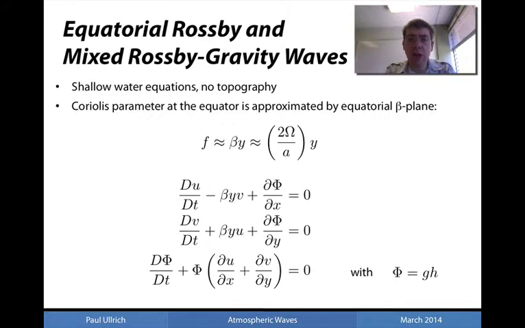We're going to start with the shallow water equations again with no topography, and we're going to have a Coriolis parameter approximated by an equatorial beta plane. That is, we're going to assume that f naught is equal to 0, as one would expect around a reference latitude of phi equals 0, and we're further going to assume that the beta parameter is simply given by 2 omega over a. The result is that the Coriolis parameter f is 2 omega over a times y. Substituting this into the shallow water equations then gives the form shown below.